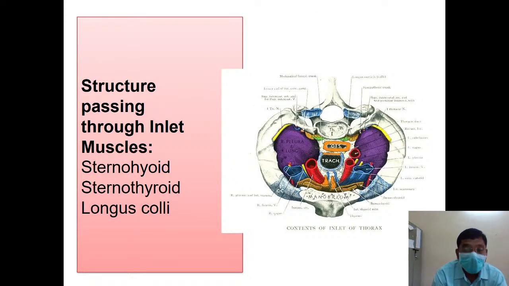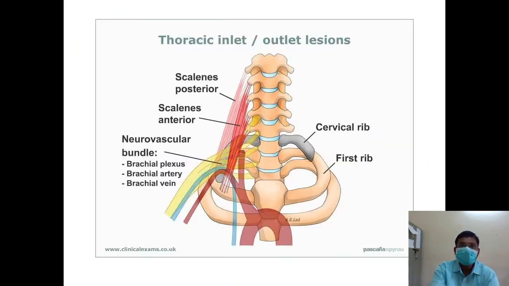Now coming to the muscles which pass through the inlet of thorax. You can see clearly here on the anterior side. What are the muscles? I have just explained to you, right? They are nothing but the sternohyoid, sternothyroid, and the longus colli muscles.